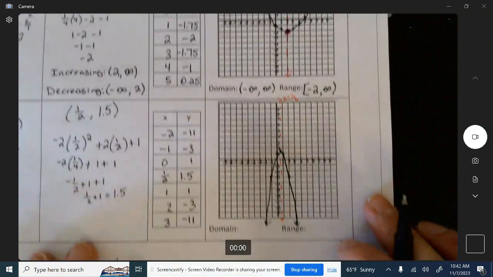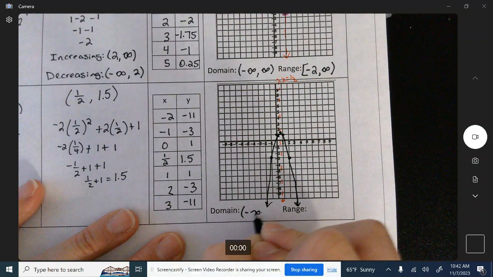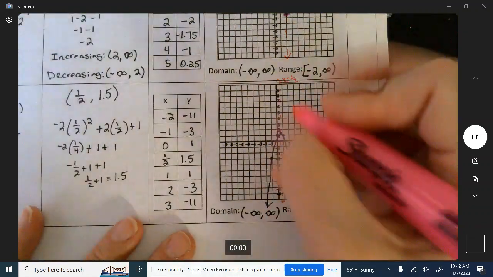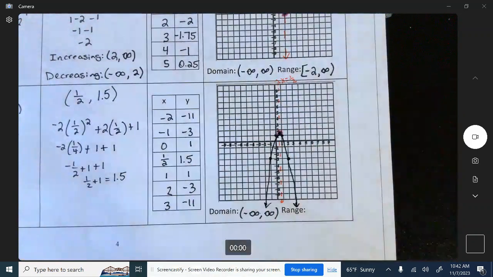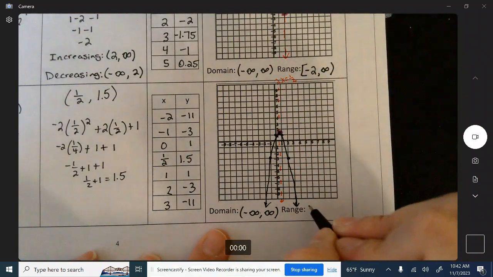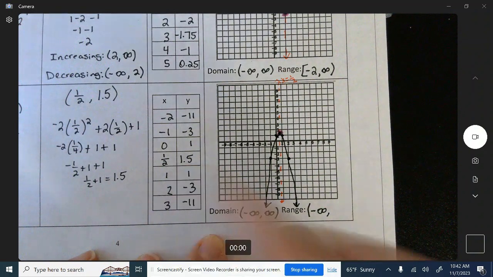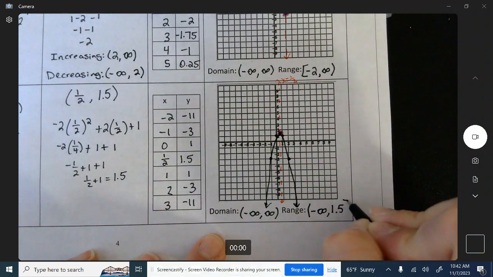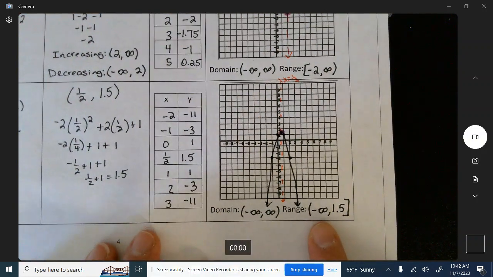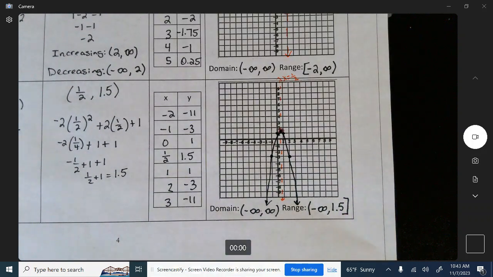All right, let's consider the last one here. For the last one, our domain is negative infinity to positive infinity. Our range goes up to this point right here, but it goes all the way down to negative infinity. So we start with negative infinity, and it goes up to the y value of my vertex, which is 1.5, and that has a bracket. I also want you to notice that we always start on the left with negative, and we end with positive on the right. So you follow the number line rule is what I'm saying.